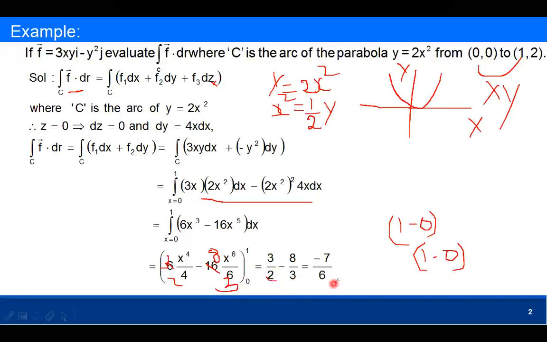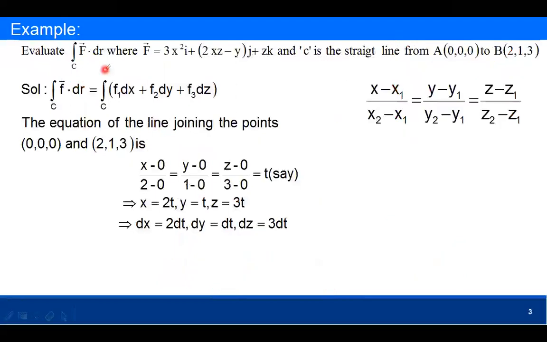See one more problem. Find integral f dot dr over the curve C, where f bar equal to 3x square i plus 2xz minus y j plus z k, and C is the straight line from A (0,0,0) to B (2,1,3).